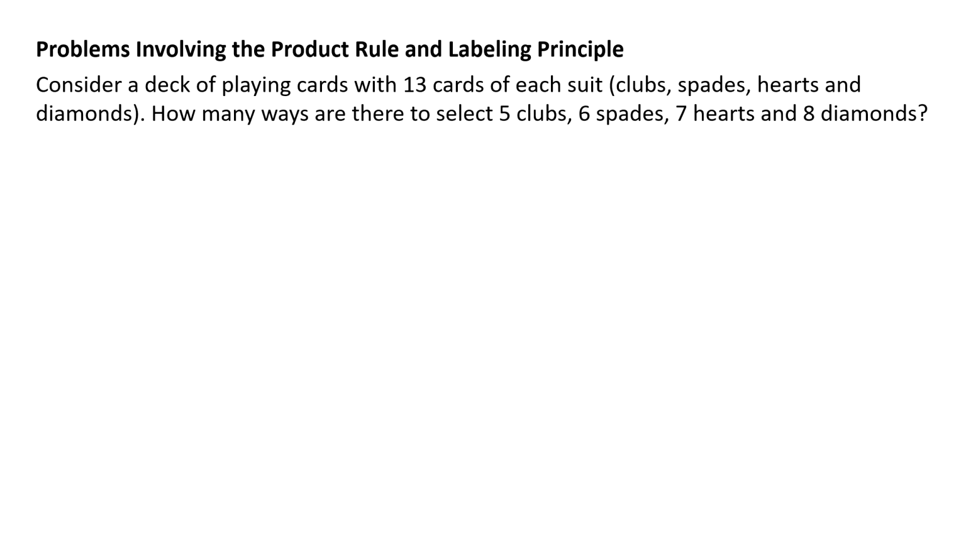This problem and the next problem involve both the product rule and the labeling principle. So consider a deck of playing cards, 13 cards of each suit, clubs, spades, hearts, and diamonds. How many ways are there to select 5 clubs, 6 spades, 7 hearts, and 8 diamonds? If you want to try this, pause the video now, and I'll come back in a second and give you the solution on this slide.